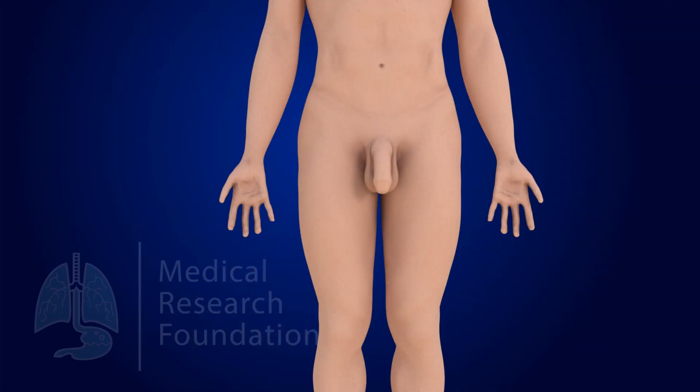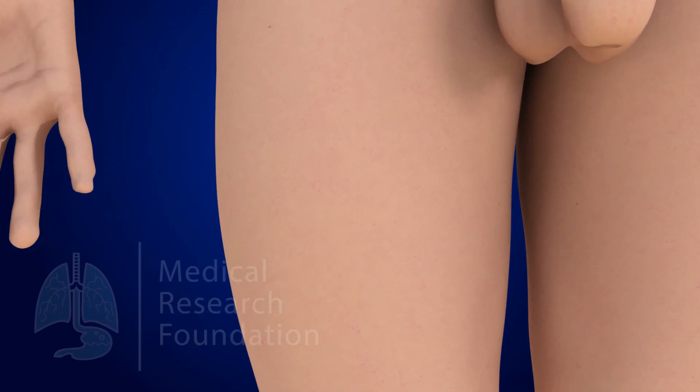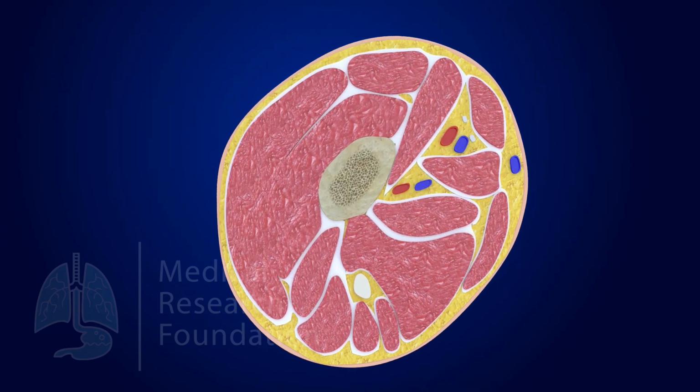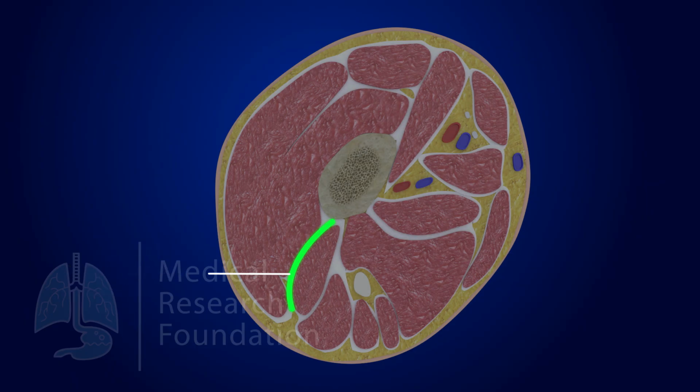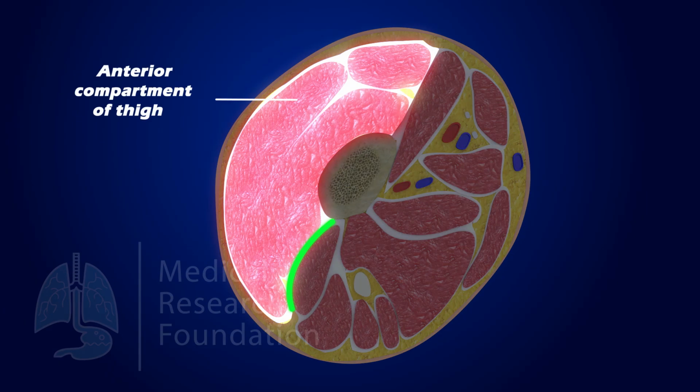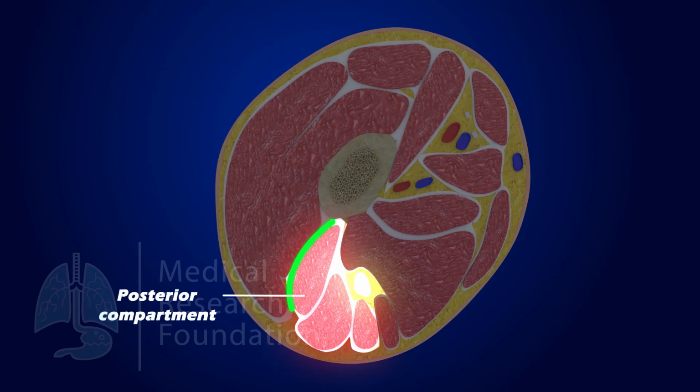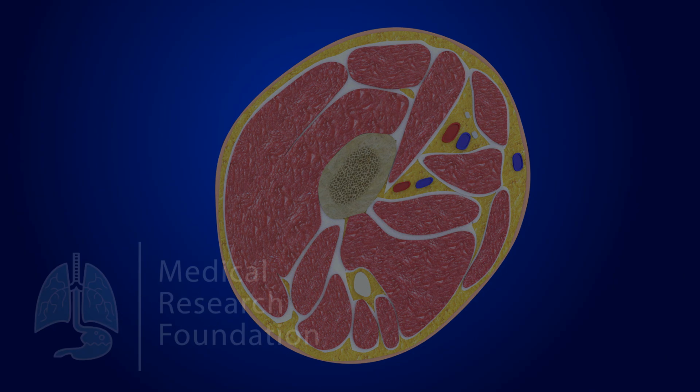Intermuscular septa. Three intermuscular septa divide the thigh into 3 compartments. The lateral intermuscular septum is the thickest of these septa. It separates the anterior compartment of the thigh from the posterior compartment.